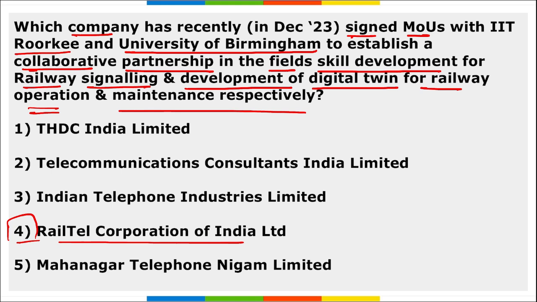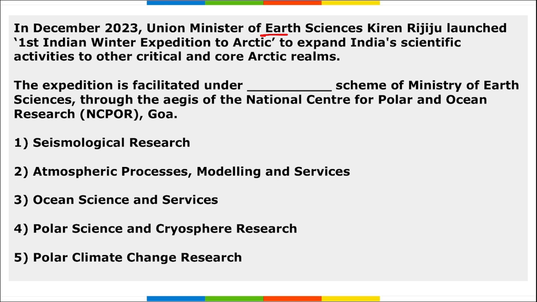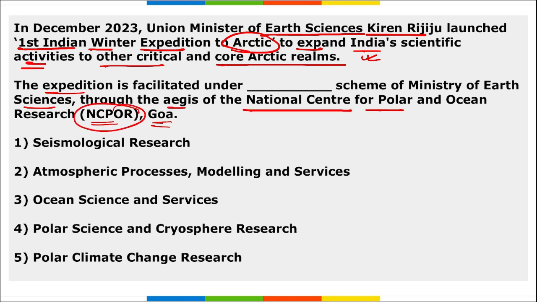Correct? Next, in December, Union Minister of Earth Science Kiran Rijiju launched the first Indian winter expedition to Arctic to expand India's scientific activities to other critical and core Arctic realms. This expedition is facilitated under Dash scheme of Ministry of Earth Science through the aegis of NCPOR Goa, that is National Center for Polar and Ocean Research Goa. So this expedition to Arctic is facilitated under which scheme?